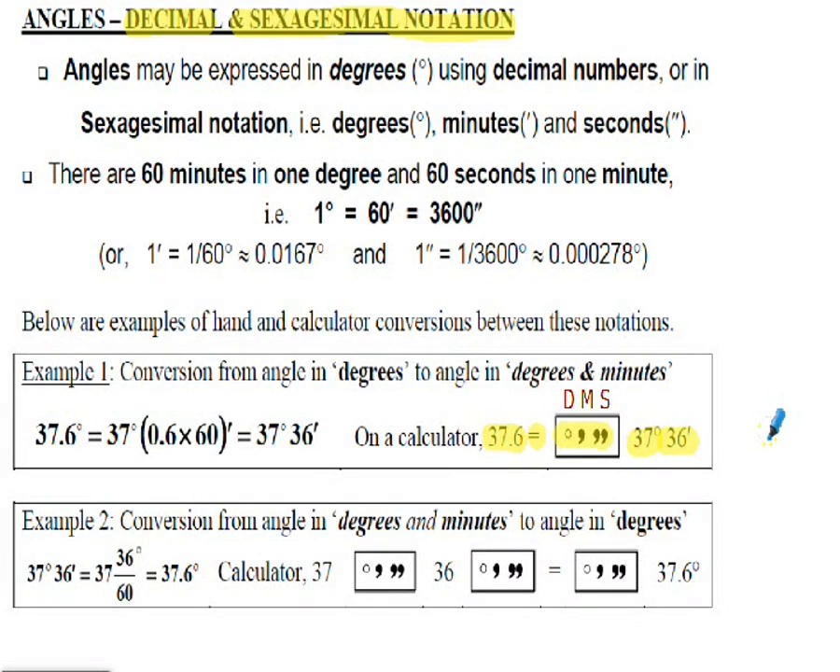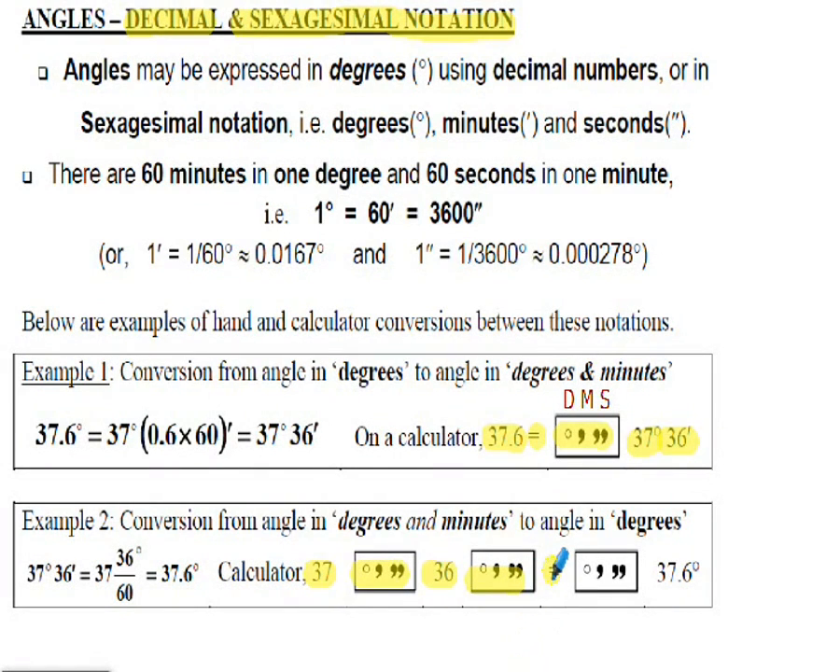If I want to reverse the process, I want to go from 37 degrees 36 minutes into decimal degrees. This is the way I do it on the calculator. I type in 37, and then I press my DMS button so the calculator knows that's 37 degrees. I then type in 36 and press the DMS button. The calculator knows that's minutes. If I had seconds, I would then type the seconds in and press the button again. In this case, I don't.